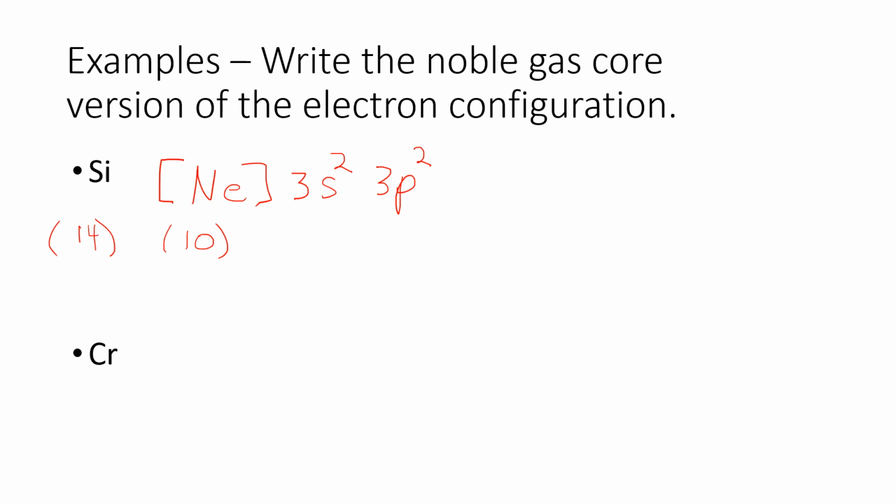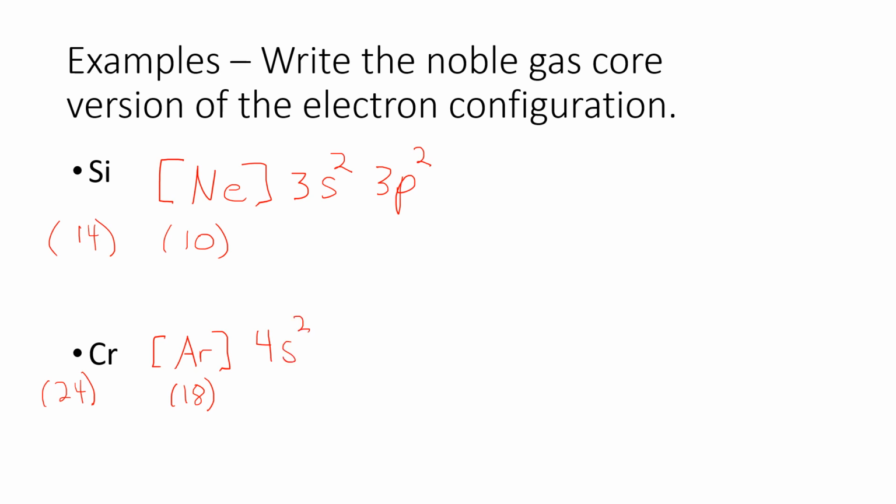If I write chromium's electron configuration this way, well, chromium has 24 electrons. It's in the first row of the transition metals. So if I slide all the way over and up one, I find that its noble gas core is argon. Argon has 18 electrons, so that means I'm going to have to write in an additional 6 electrons. So counting up from 18, I find 19 and 20 in the S block on the fourth row of the table, so that'll be 4s2.